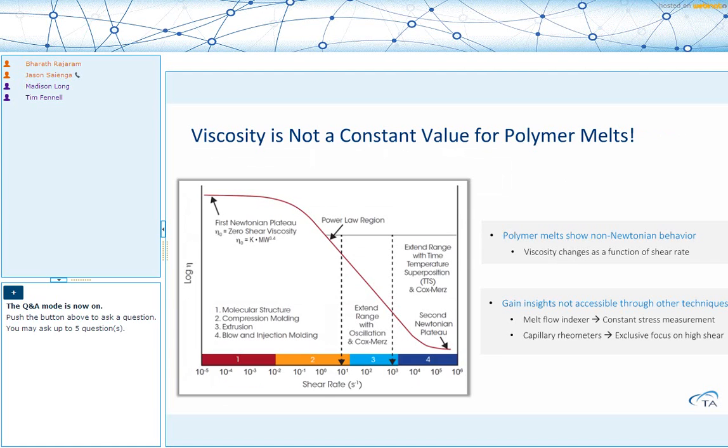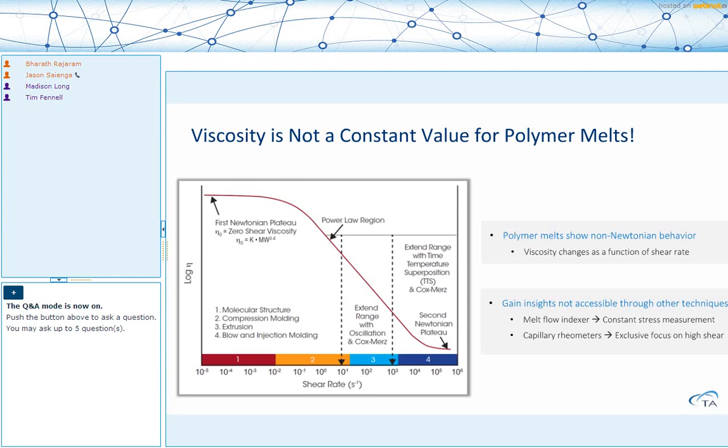And why is that? It's because viscosity is not a constant value for polymer melts. Inherently, polymer melts show non-Newtonian behavior. And what that means is that viscosity changes as a function of shear rate. The plot on the left shows the viscosity as a function of shear rate for a polymer melt, a typical representation. And we start at very low shear rates.